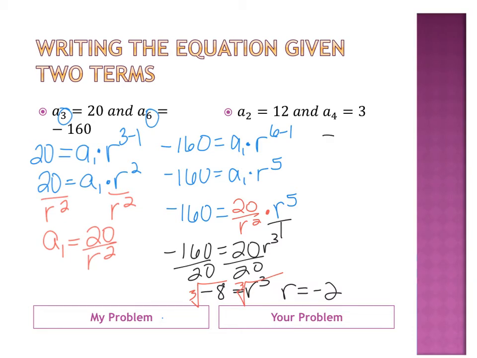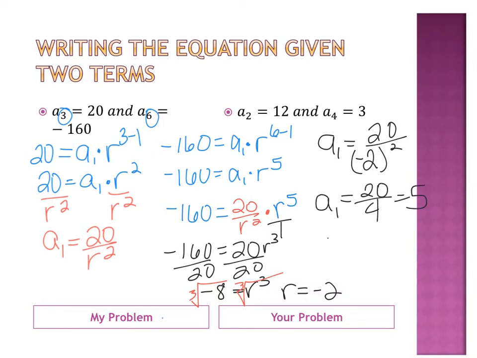Can I plug it in for a1? That's 20 over r squared, so 20 over negative 2 squared, which is 20 over 4, which equals 5. So what's my equation? an equals 5 times negative 2 to the n minus 1.